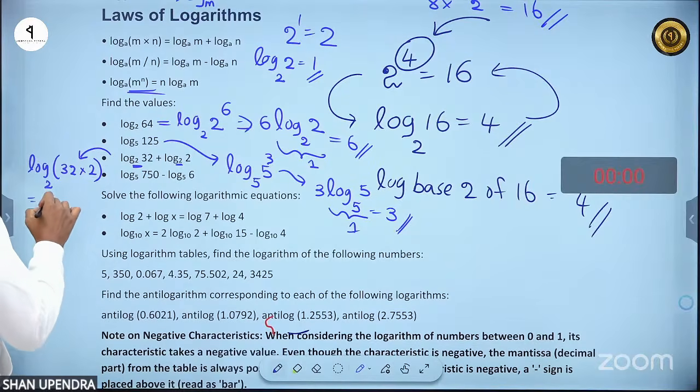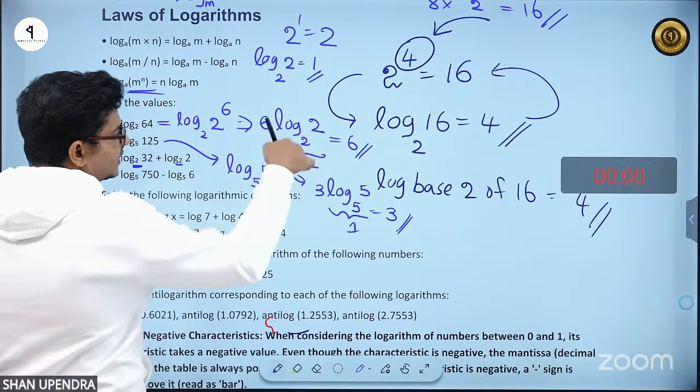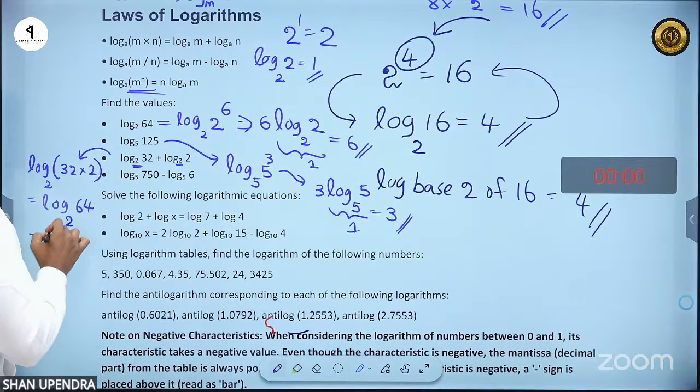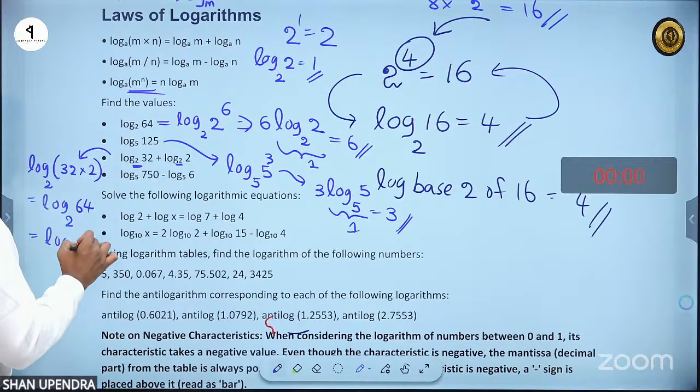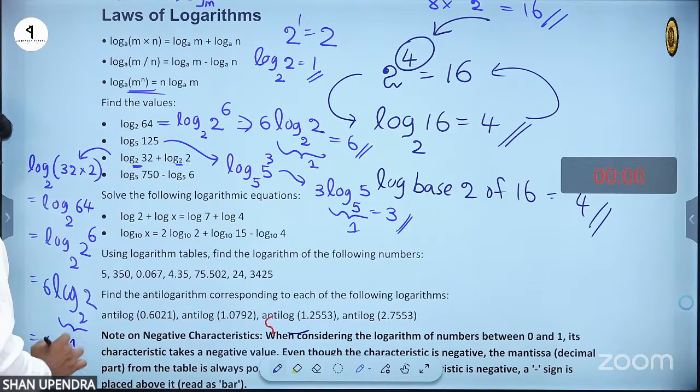Then this is 64, log base 2 of 64. Again this one, it's actually 6. We calculated that one earlier. It's log base 2 of 2 to the power 6. Take 6 out, then you can say this is 1. So answer finally is 6.